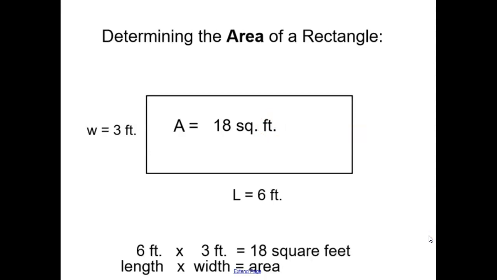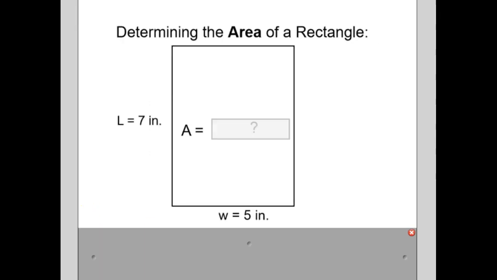Boys and girls, check your equation. Did you label it 6 feet, which is the length, times 3 feet, which is the width, tells us the total area? If you wrote square feet as part of your answer, circle it because that is critical. You always need to include your square units. Fantastic. Let's do a couple more together.